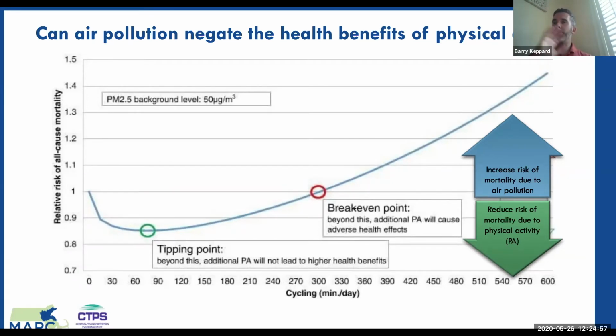And so as we look at these things in concert and together, we continue to see that physical activity on its own delivers a lot of health benefits over a lifetime, even in places where there might be high levels of air pollution.